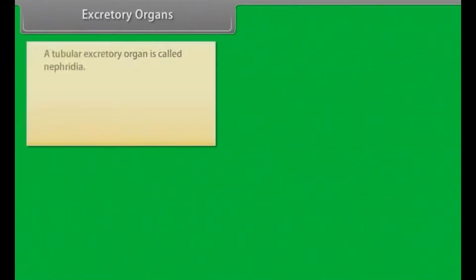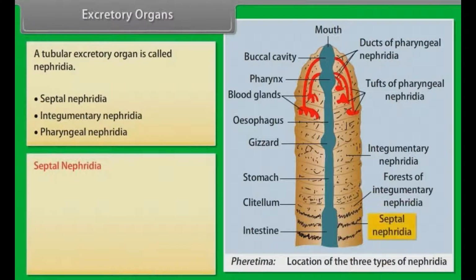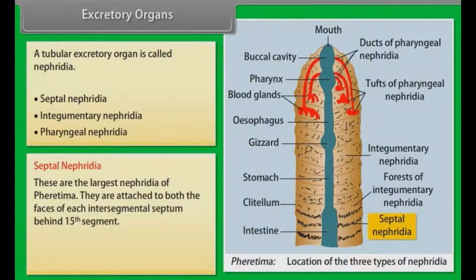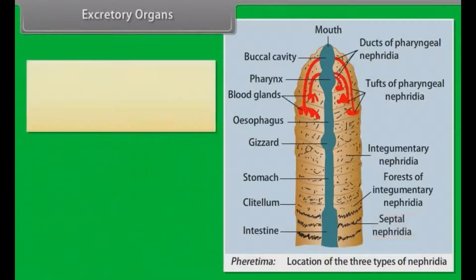Excretory organs. A tubular excretory organ is called nephridia. It is of 3 types: septal, integumentary and pharyngeal. Septal nephridia. These are the largest nephridia of Pheretima. They are attached to both faces of each intersegmental septum behind the 15th segment. The typical septal nephridium consists of 3 main parts: nephrostome, body and terminal duct.